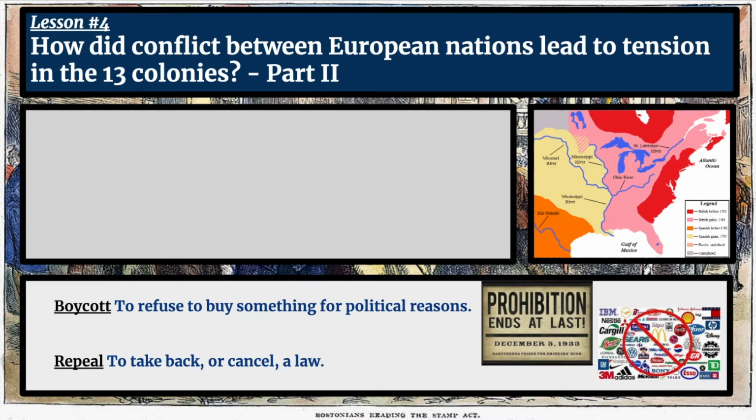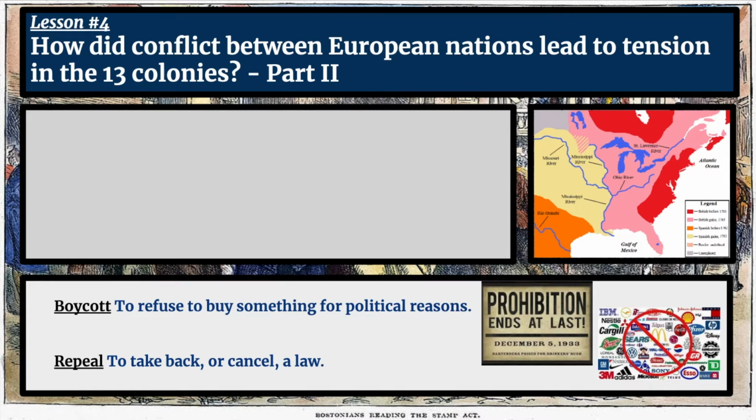First of all, there are 2 vocabulary words which will be helpful for you to know in this lesson. The first of those is boycott. When you boycott something, you are refusing to buy something from someone or someplace for political reasons. And repeal is to take back or cancel a law. So if there's a law and it gets canceled or taken away, that's called repealing that law.